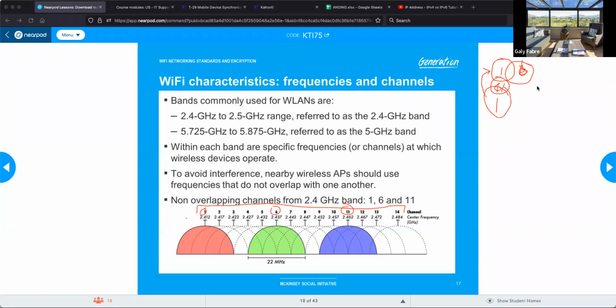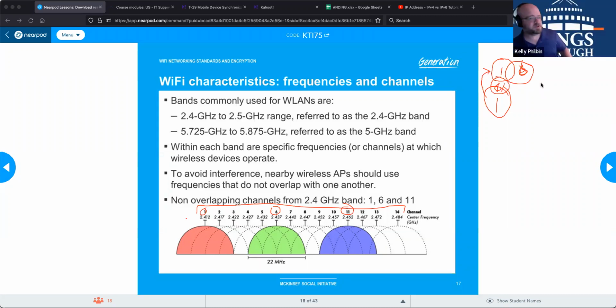And that's something you can change yourself. People can just go and change that themselves, like you said. You can change it on your router yourself, but a lot of times it auto selects, or your internet service provider will set it up when they come and put the modem in your house.